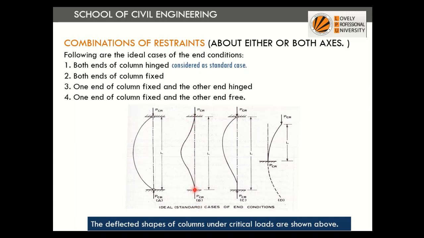So how will the deflected shape be? There will be restraint in rotation as well as displacement or translation at the support. However, beyond a certain distance after the support, the deflected shape will be like this. So this is a combination of hinge and fixed support. One end is fixed, that means translation and rotation are not allowed here, whereas in case of hinge only translation is restricted, whereas rotation is allowed. So case 4 is the case of fixed at one end and the other end free.